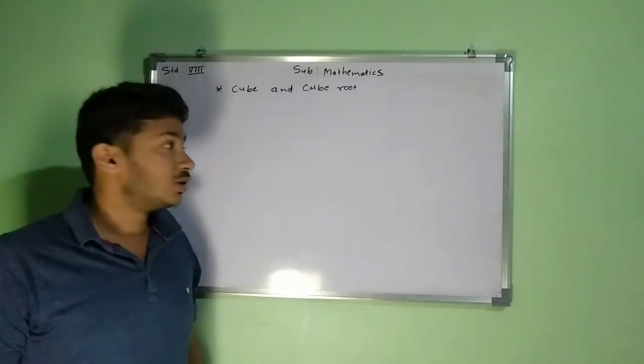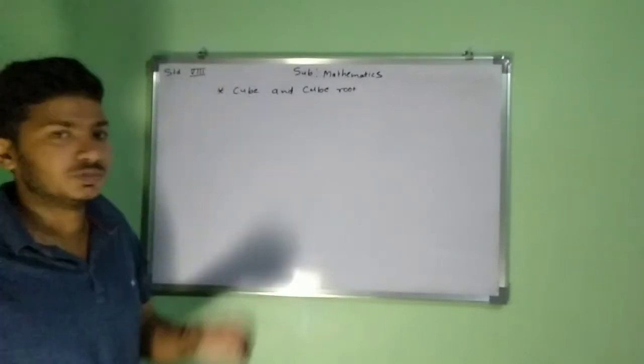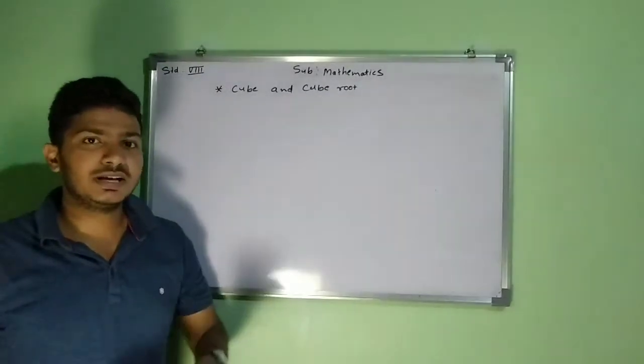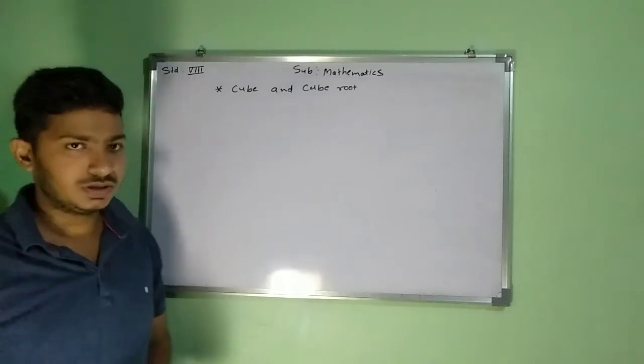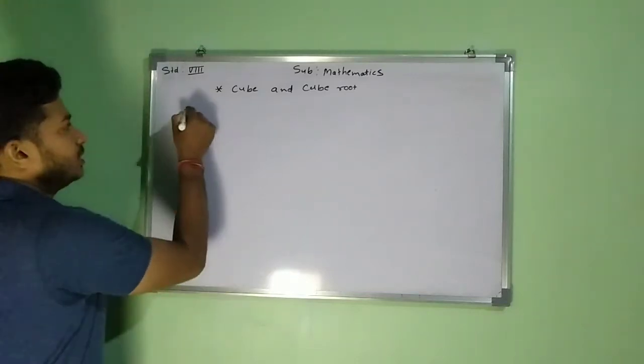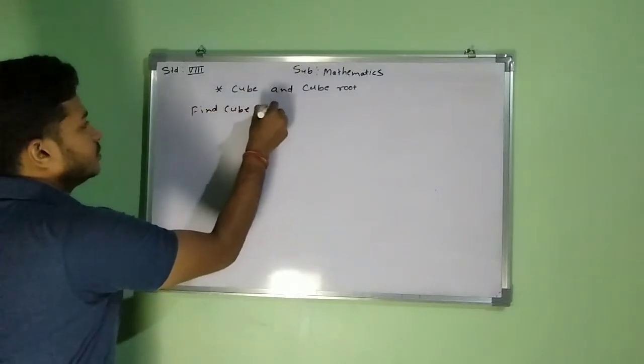Hello student, our today's topic is cube and cube root. In that, first we will see what is cube. Simply, if a number is written 3 times and multiplied, then the product is called the cube of that number. Suppose we have one example: find the cube of 6.